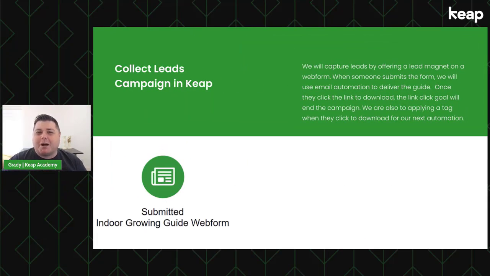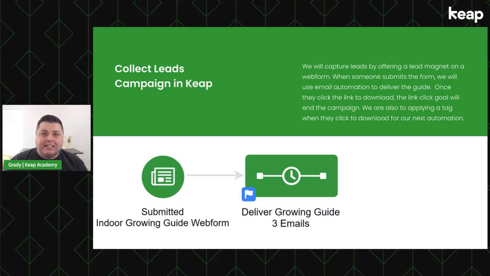Awesome. So our problem that we're trying to solve is that we've got leads that we are trying to capture. And so we're going to be offering a lead magnet to be able to get them to opt in. So we'll have a goal here that has them opt in. And once that happens, we want to make sure that we are following up. So we will deliver that guide that they request.